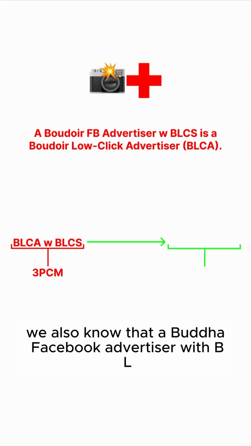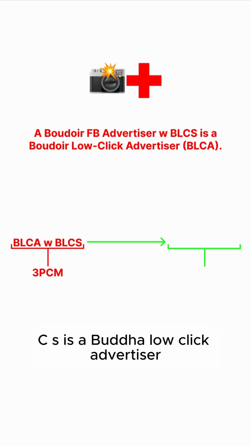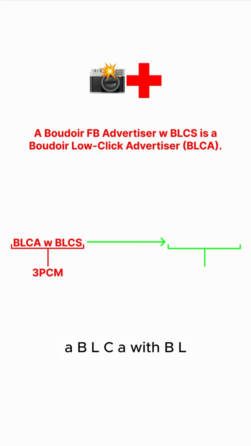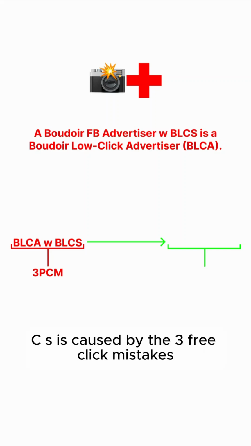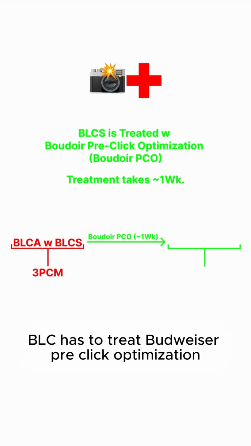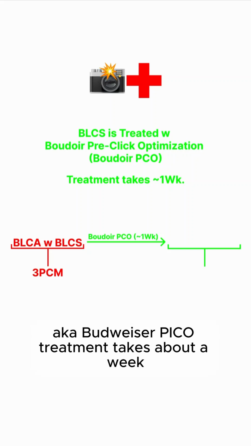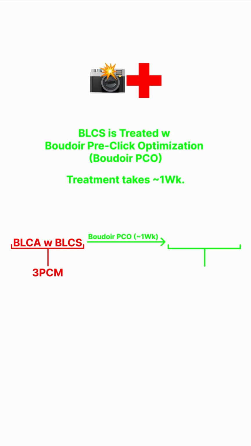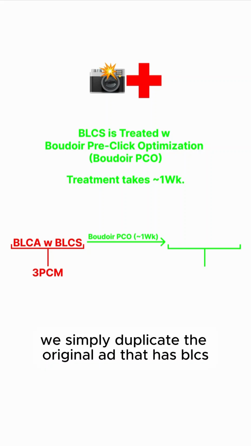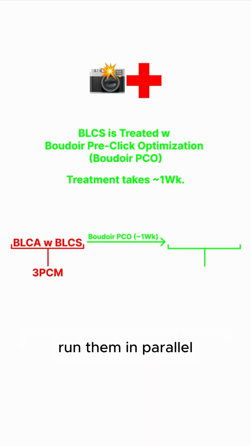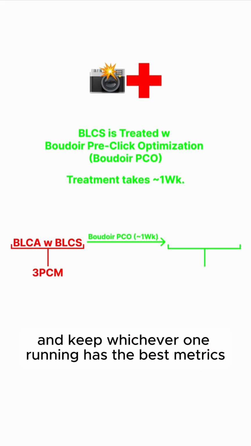We also know that a Boudoir Facebook advertiser with BLCS is a Boudoir low-click advertiser, BLCA. So we got our universe taking shape here. A BLCA with BLCS is caused by the 3 pre-click mistakes. Simple enough, we treat it with Boudoir Pico. BLCS is treated with Boudoir pre-click optimization, aka Boudoir Pico. Treatment takes about a week. We know this because we invented it, and we've already done it a bunch of times. We simply duplicate the original ad that has BLCS, and we treat the duplicated one with Boudoir Pico, run them in parallel, and keep whichever one has the best metrics.